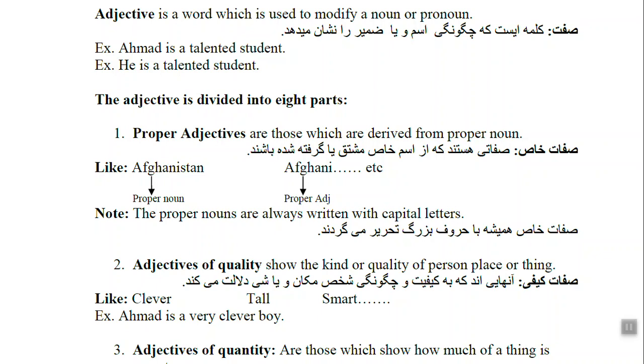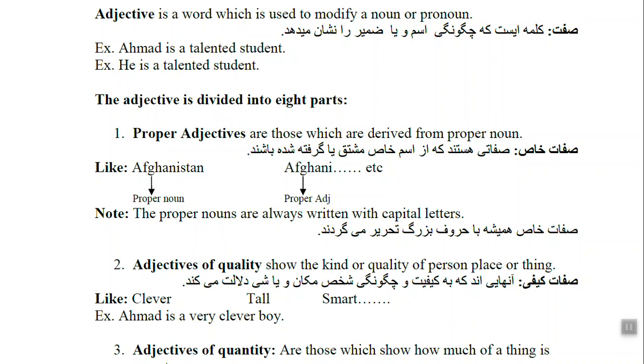Proper adjectives are those which are derived from proper nouns. For example, Afghanistan is a proper noun. If you change it to a proper adjective, you can say Afghani or Afghan. He is Afghan. He is Indian. He is a Japanese person, or it is a Japanese product.